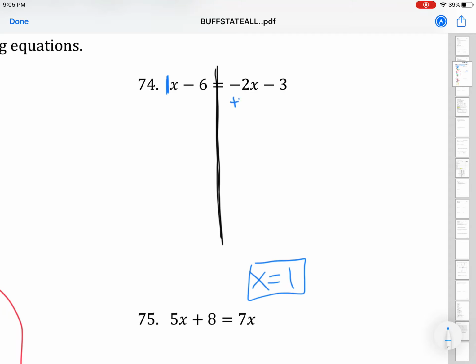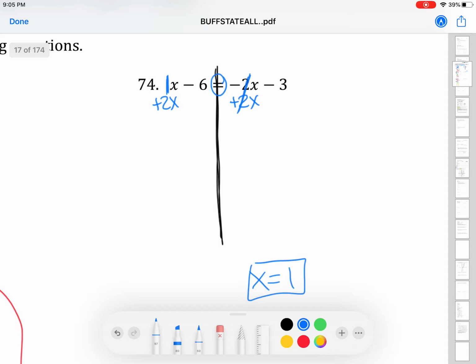So between the 1x and the negative 2x, the negative 2x is definitely smaller. So to move the negative 2x to the other side, I'm going to do the opposite, which is going to be plus 2x, plus 2x. And again, you do it to both sides to maintain that equality.